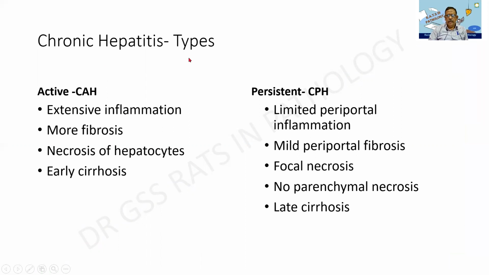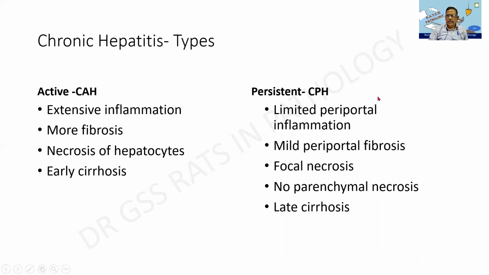Chronic hepatitis, on the contrary, is divided into two different stages. One is chronic active hepatitis, the other is called chronic persistent hepatitis. First, let us see chronic active hepatitis. Extensive inflammation will be there. There will be more fibrosis when compared to persistent. There will be necrosis of the hepatocytes, and cirrhosis will be the early hallmark of chronic active hepatitis. Extensive inflammation, more fibrosis, more necrosis, early cirrhosis. So everything is positive. That way you can remember.